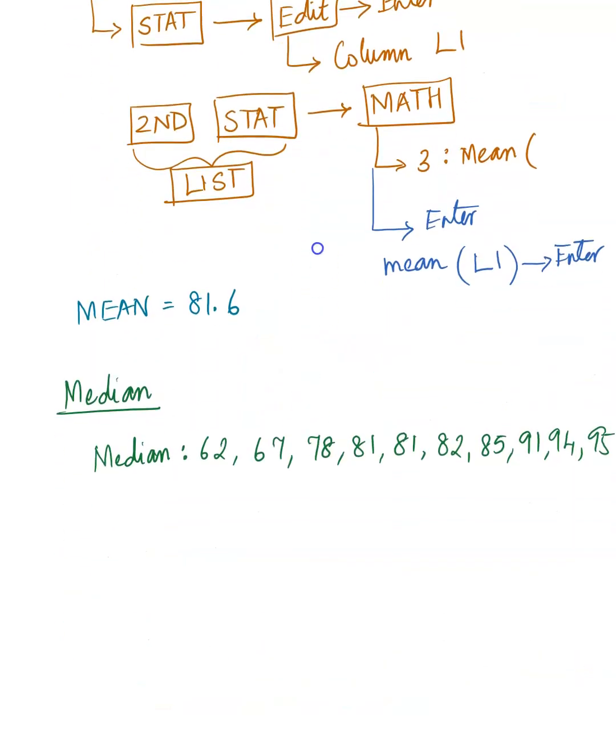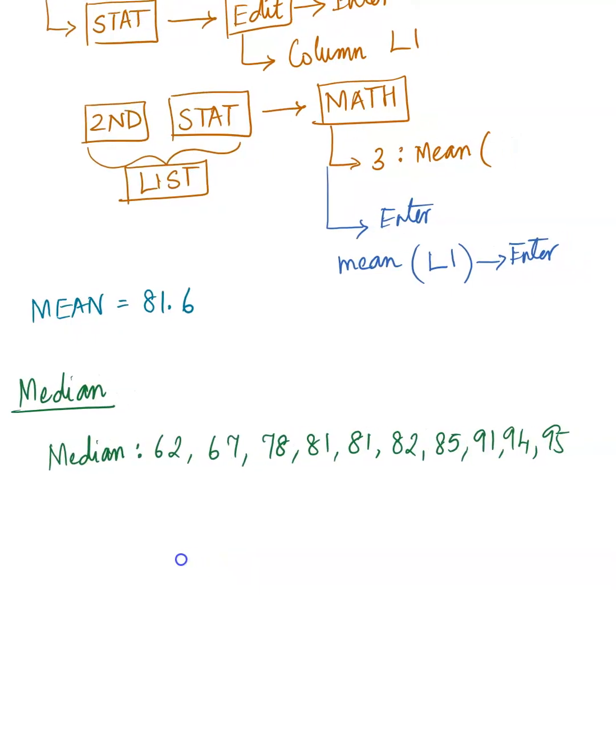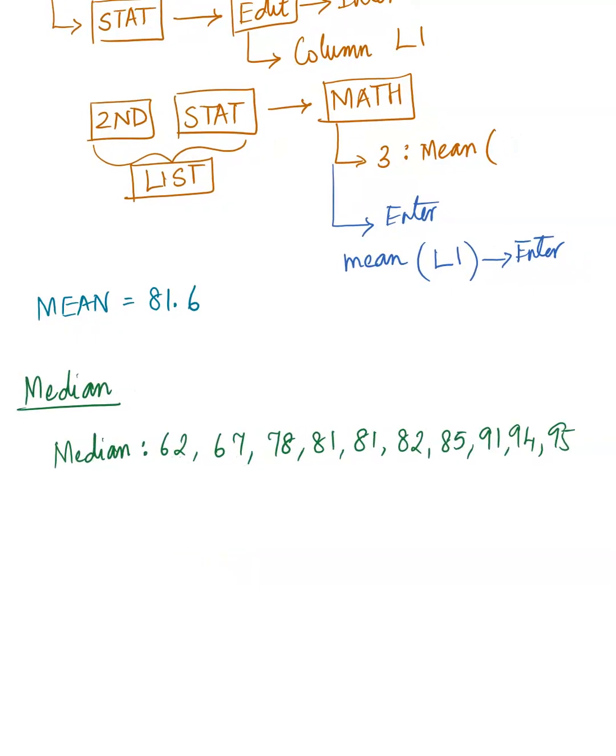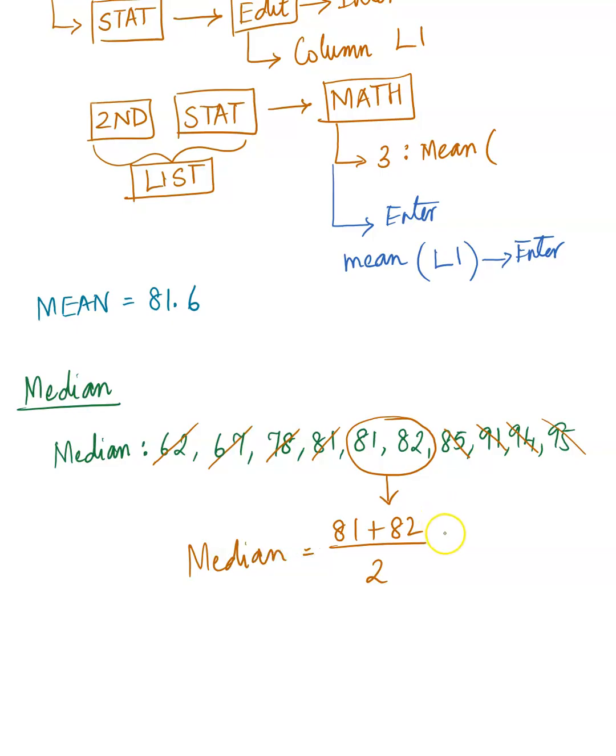All right, now because I have 10 entries, it's an even number. So if you see what the middle two values will be, you can walk your way to the middle. So you get these two values in the middle, right? So you want to take the mean of these two values. So 81 plus 82 over 2. So the median is found by taking the mean of these middle two values, which will be 81.5.